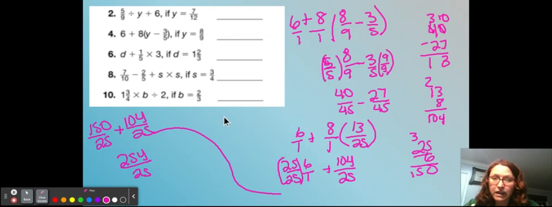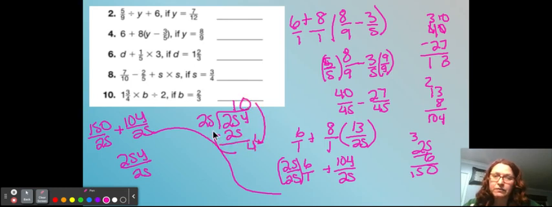So now I've got to divide. 374 divided by 45 goes in 8 times, with 14 left over, so 8 and 14/45. That was a lot of work, but we got it done. Now let's go to a little bit easier one, I think.